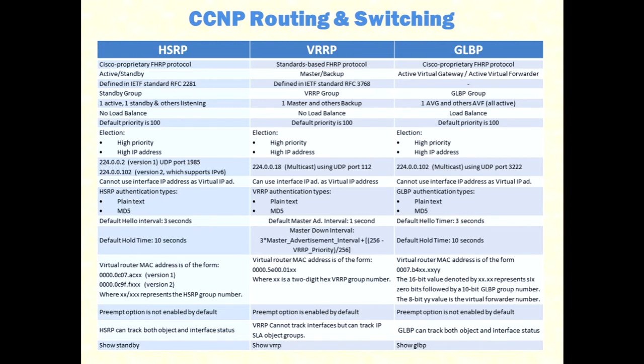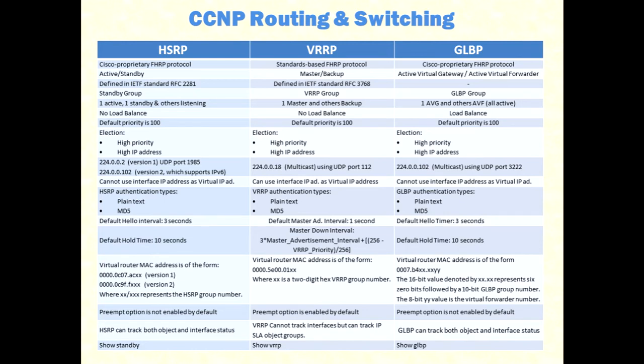In HSRP, we have only one active router and one standby, and all the other are in the listening state. For the VRRP, we have one master and all the other in the backup state. And for the GLBP, we have only one AVG and all others are AVF. And all the routers are in active state.